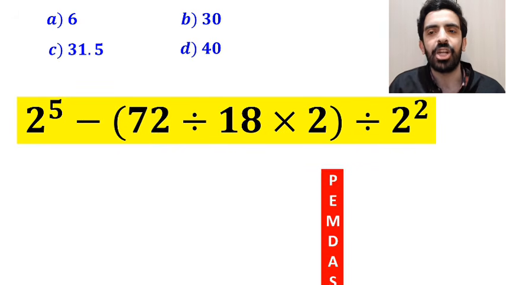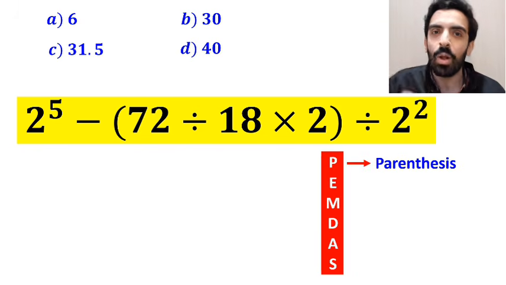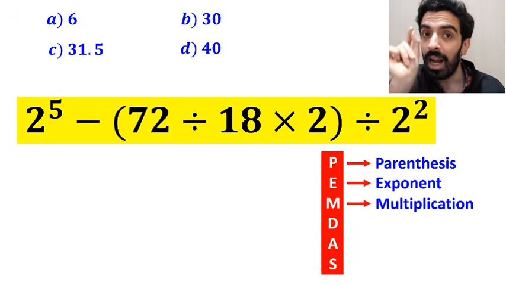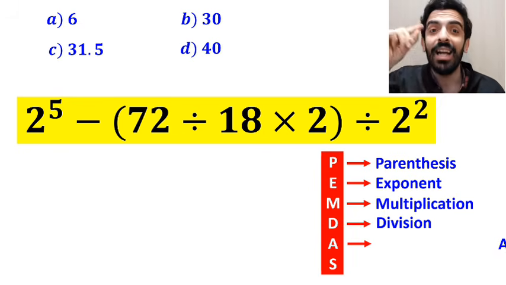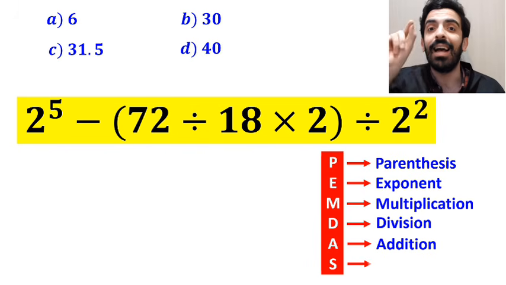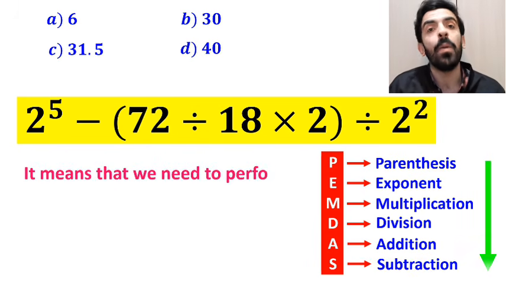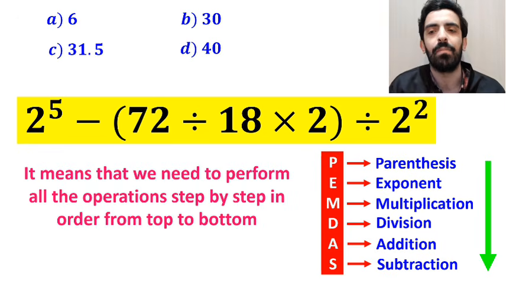To solve this question, we must follow the PEMDAS rule step by step. In this rule, P stands for parentheses, E stands for exponent, M stands for multiplication, D stands for division, A stands for addition, and S stands for subtraction. It means that we need to perform all the operations step by step in order from top to bottom.